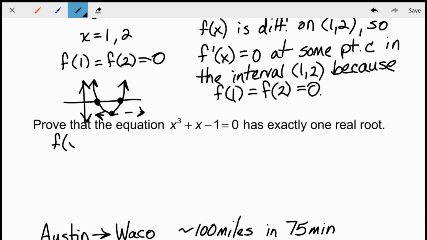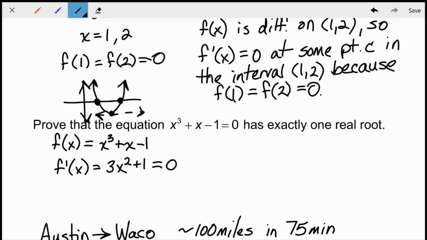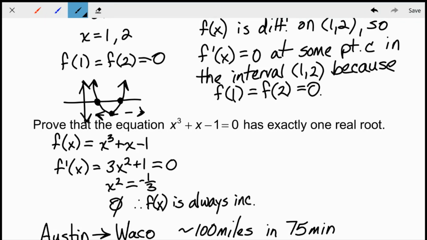So let's define our function. Let's say our function is f of x equals x cubed plus x minus 1. If I take the derivative, in this case, I'm going to get 3x squared plus 1. Well, think about that. Is that ever going to be 0? If I solve that, x squared is negative 1/3. And in that case, there's no solution. So with no solution, that means that f of x is always increasing. Okay, so we know the function's always increasing.